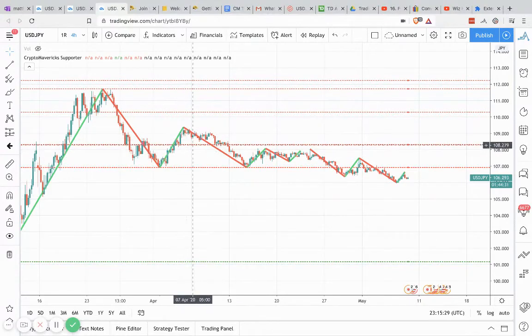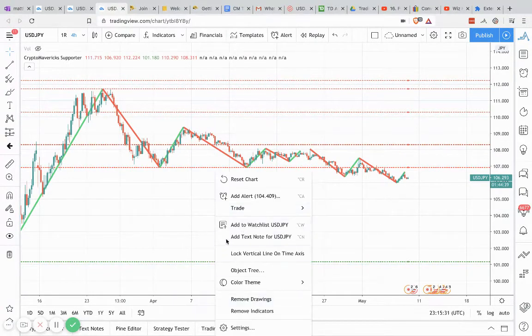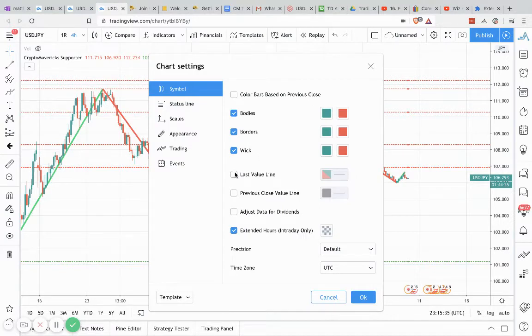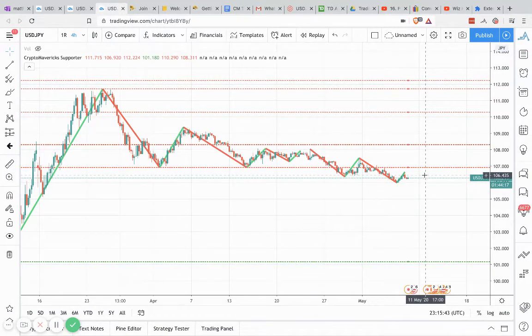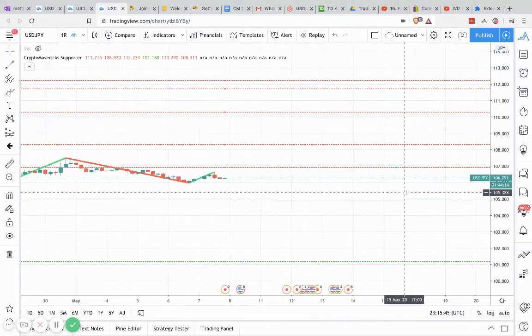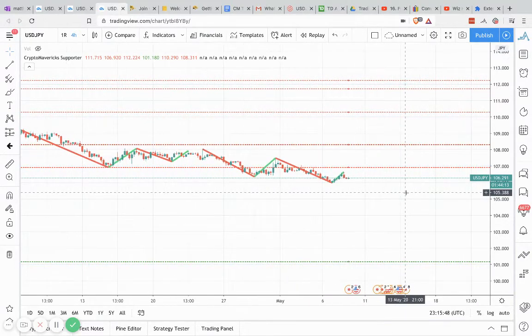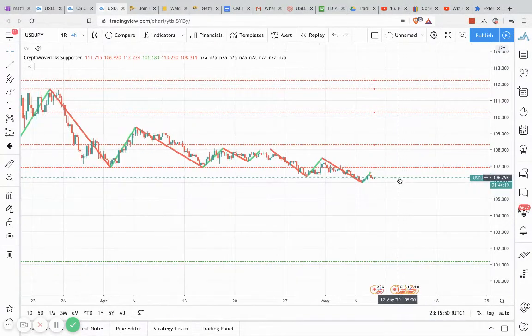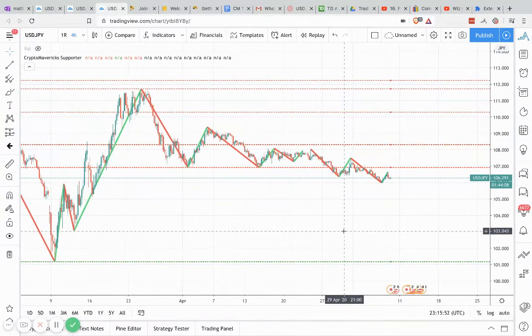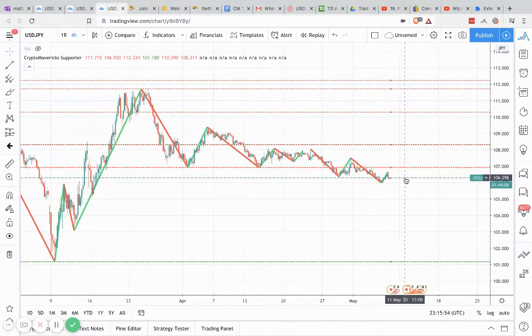When you first add this to your chart, you probably will want to right click, go into settings, and uncheck this box. I already have it unchecked, but when you first open it, it'll probably be checked. This is the last value line. It's where the price currently is. The reason why I want to remove it, and it's totally optional, up to you, is that I get a little bit confused when I see this line and I confuse it with support and resistance.